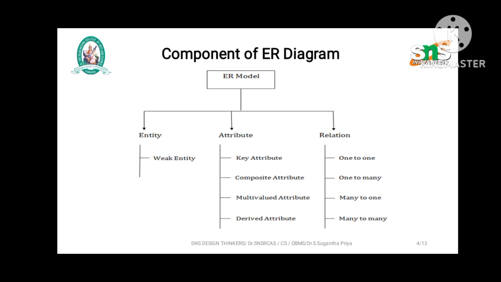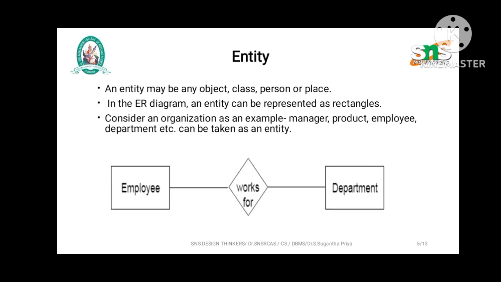Components of the ER diagram include entity, attribute and relation. Entity has types like weak entity and strong entity. Attributes have types like key attribute, composite attribute, multi-valued attribute and derived attribute. Relationship has types like one-to-one relationship, one-to-many relationship, many-to-one relationship and many-to-many relationship.